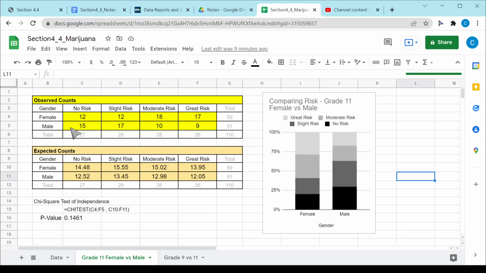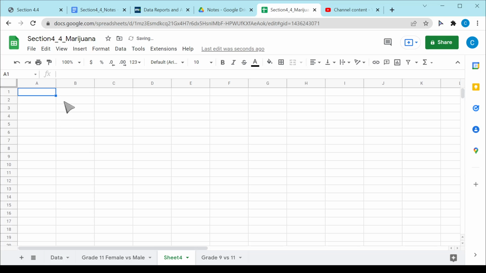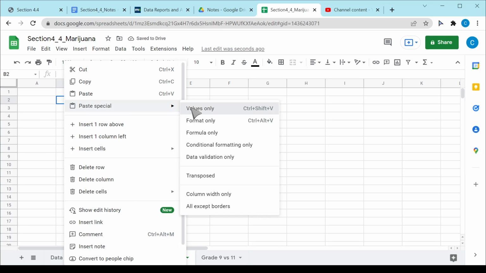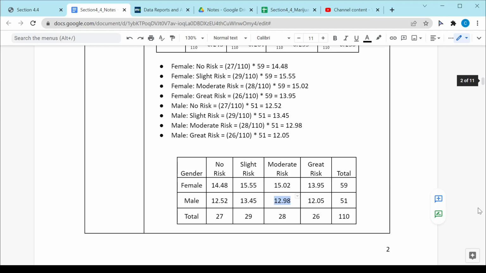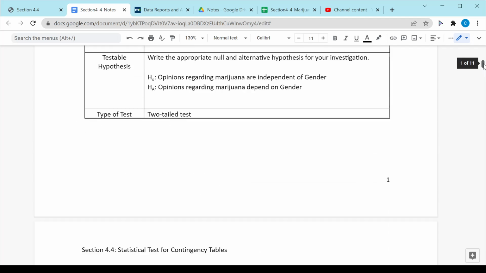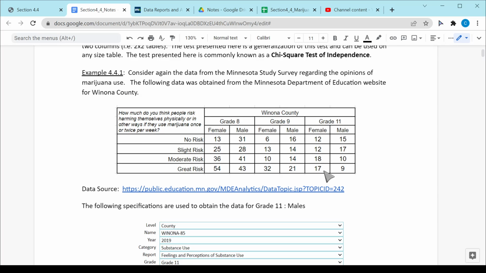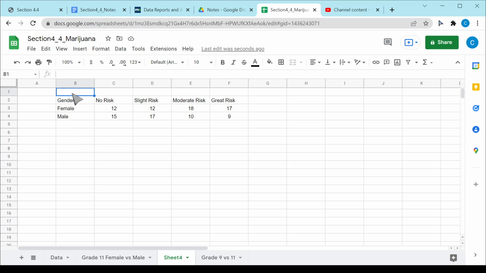I actually made this sheet much fancier than what I needed. So let me just copy this over onto a new one and show you the minimal amount of information that I need. So again, these are going to be the observed counts here: 12, 12, 18, 17, 15, 17, 10, 9. Again, those are just coming from the table that I started with way up here. Now these are going to be my observed.